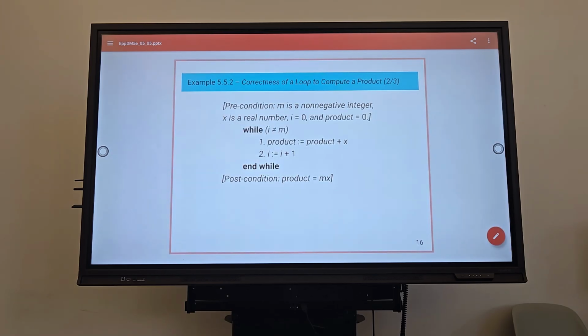Precondition: m is a non-negative integer, x is a real number, I equals 0 and product equals 0. While I does not equal m, product equals product plus x, and I equals I plus 1. That is your loop. And the post condition is the product will equal m times x.